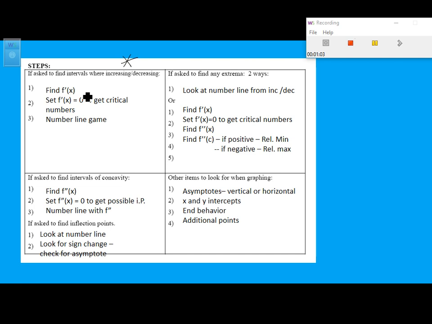You will find the first derivative. You will set that first derivative equal to 0 to get your critical numbers. And then we play the number line game. If it's positive, it's increasing. If it's negative, it's decreasing.